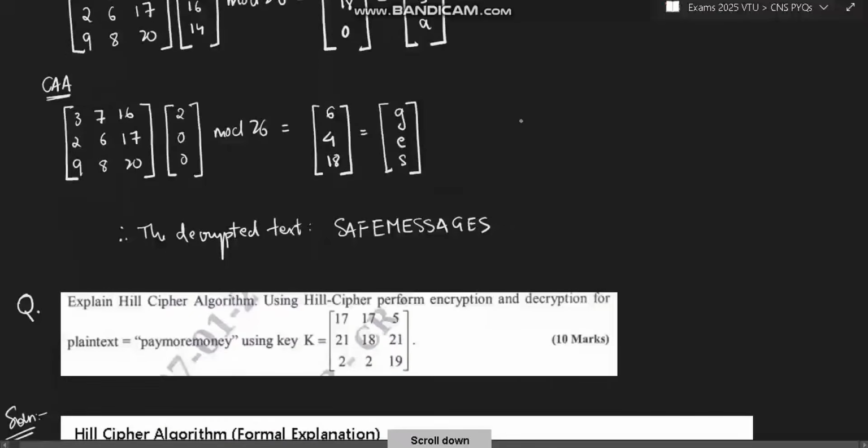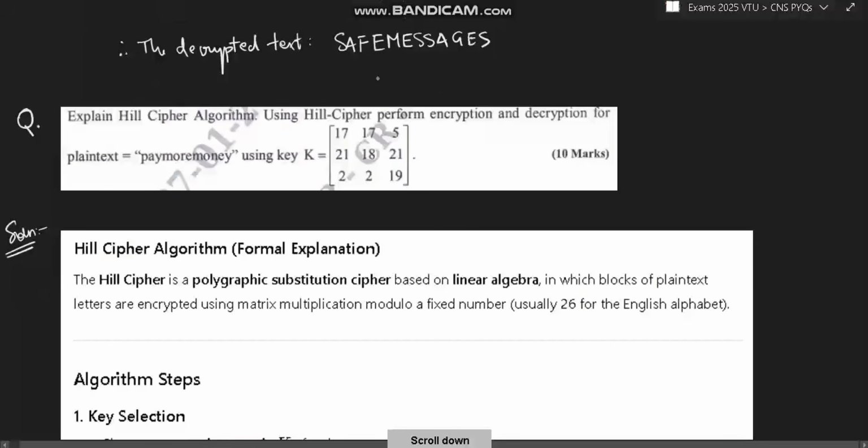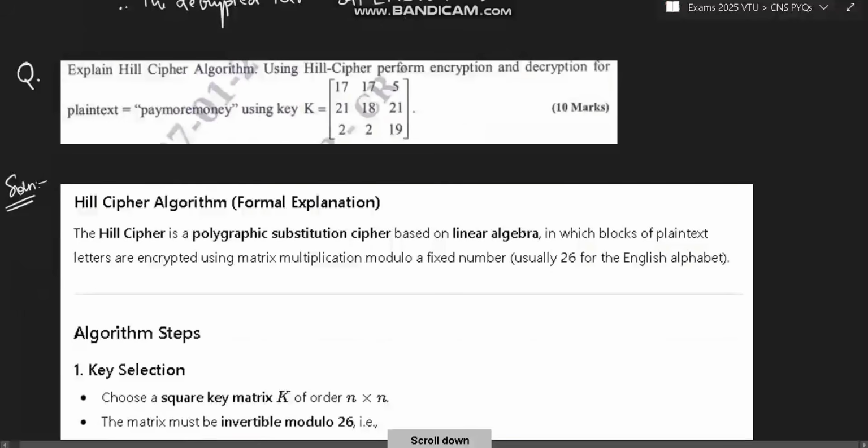Let's look at another one, the same one, wherein we are given directly a matrix. This same question has been repeated many times. It's a famous question. So at least if you learn this, if you memorize some values, if the same question comes, it might be helpful. Now how do you solve this? Before that, they have also asked to explain the Hill cipher algorithm.